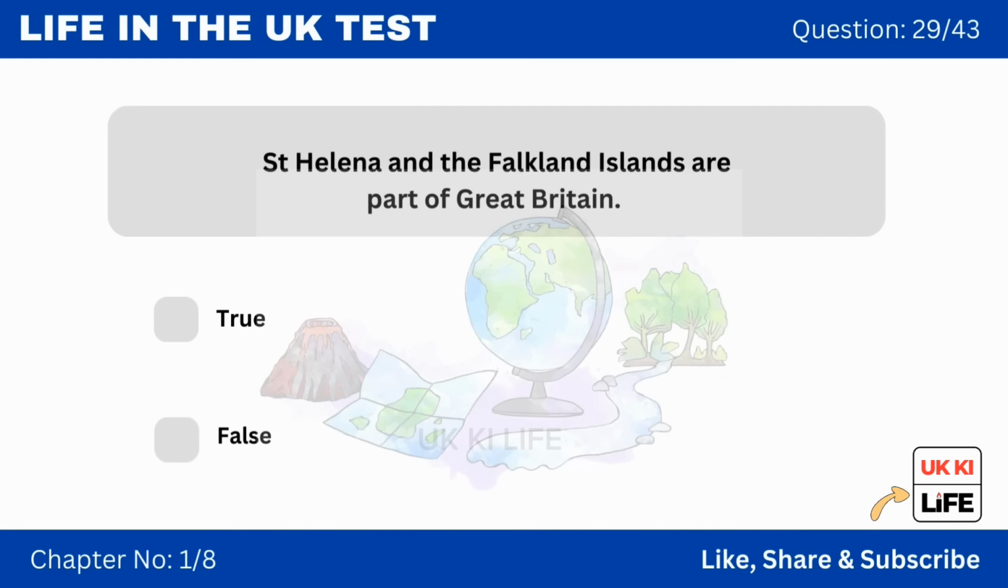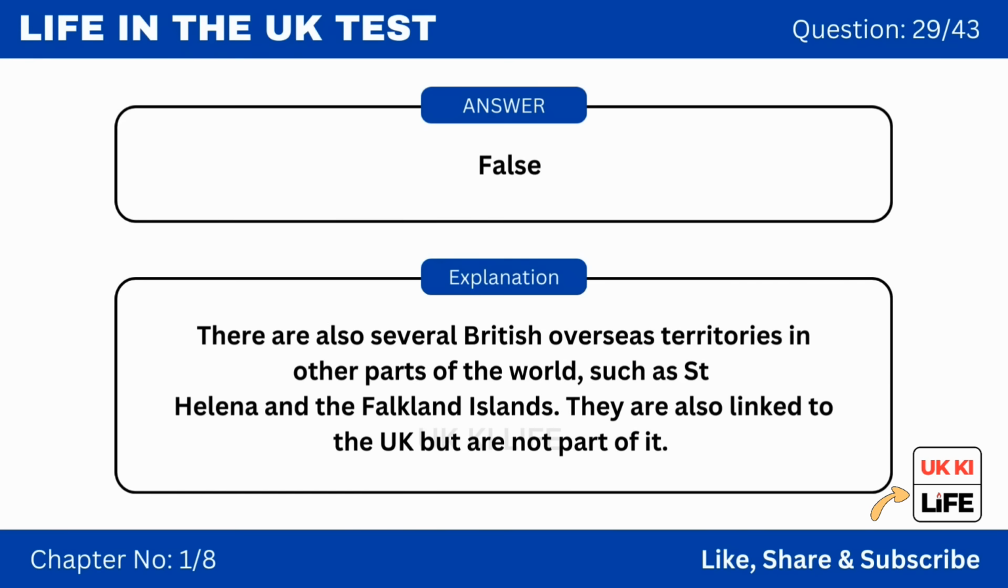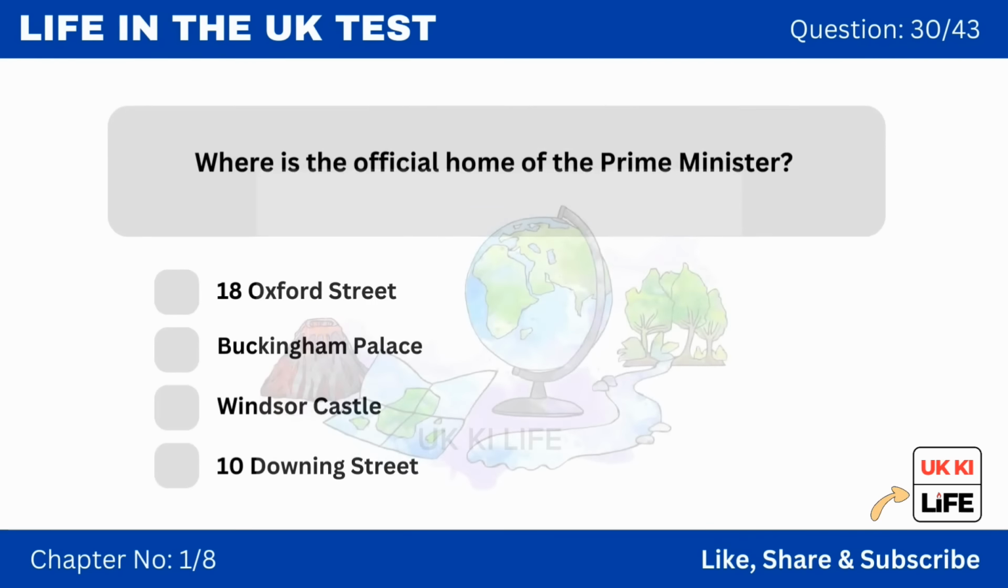The correct option is B. Explanation: there are also several British overseas territories in other parts of the world, such as St Helena and the Falkland Islands. They are also linked to the UK but are not part of it. Question 30. Where is the official home of the Prime Minister? 18 Oxford Street, Buckingham Palace, Windsor Castle, 10 Downing Street.